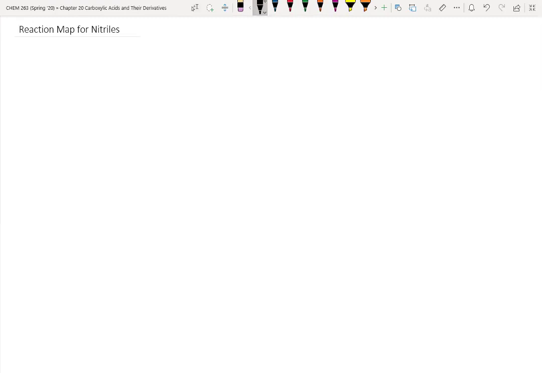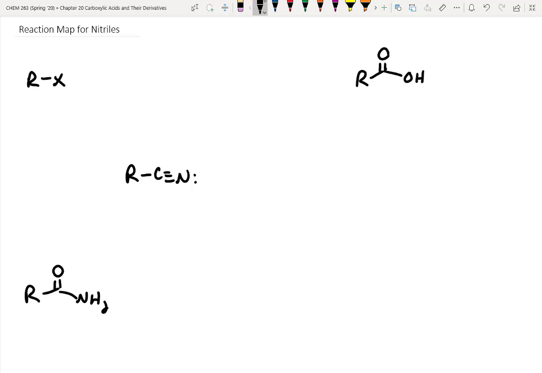Okay, so for this reaction map, I'm going to have my nitrile right here. I'm going to have some sort of alkyl halide up here. I'll have an amide down here. I'll put my carboxylic acid over here. I'll put my ketone on this side, and then I'll put my amine down here.